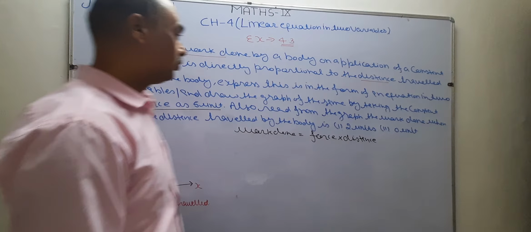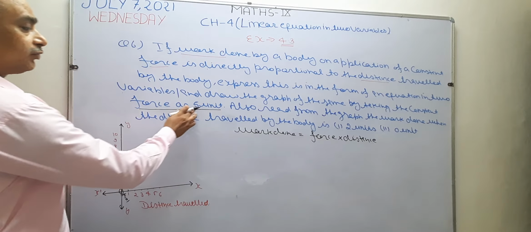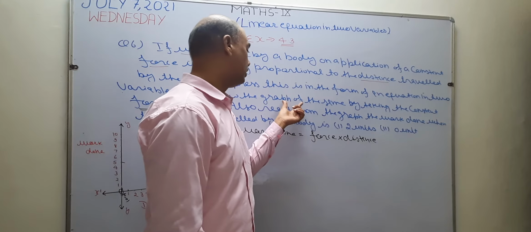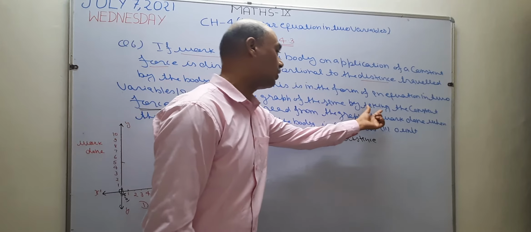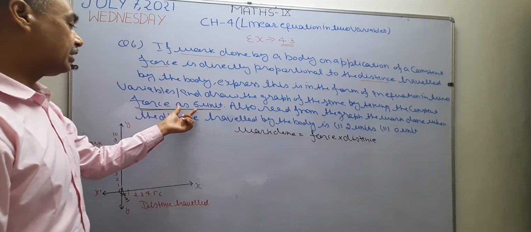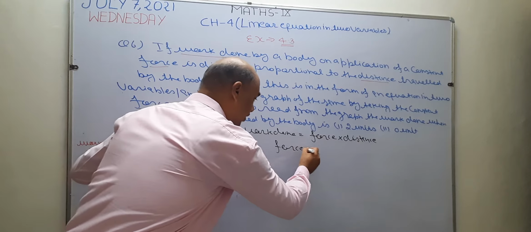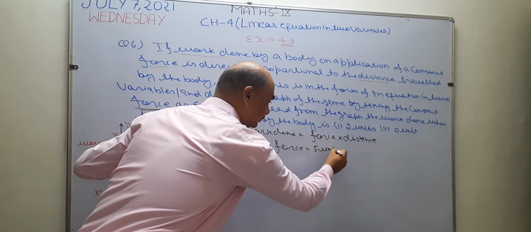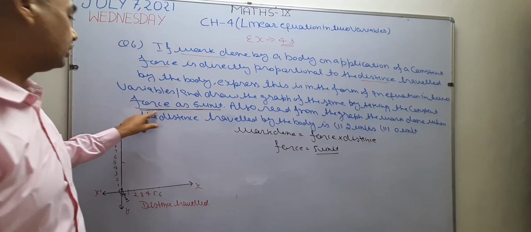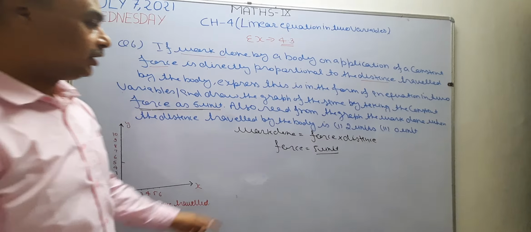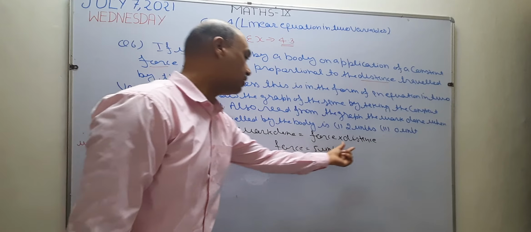Okay? Now, see how much force is given. I am going to draw the graph of the linear equation in 2 variables when the constant force is 5 units. It means force is given. Force is given, 5 units. Okay, I am going to draw the graph when the force is 5 units. It means force is given. After that, this one is not given.